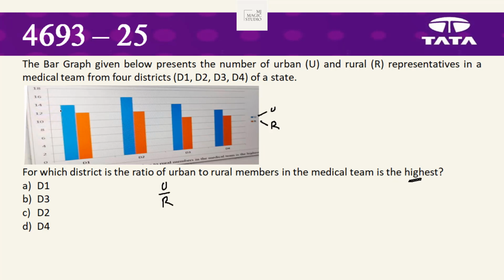Let us check for D1. It is 14 by 12. 14 by 12 is 7 by 6. That is 1.16. D2 is 16 by 12. 16 by 12, 4 by 3, 1.33 for D2. D3 is 14 by 10, that would be 1.4, okay, leading. And for D4, we can see it is 12 by 10, it is 1.2. So highest is 1.4 in case of D3.